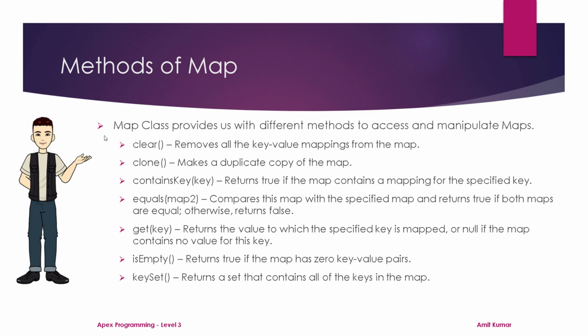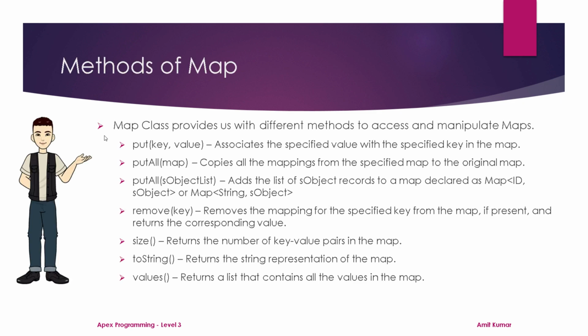isEmpty method returns true if the map has 0 key value pairs. keySet method returns a set that contains all of the keys in the map. Put accepts two parameters, key and value, which associates the specified value with the specified key in the map. putAll method accepts a map and copies all the mappings from the specified map to the original map. putAll method with SObject list as parameter adds the list of SObject records to a map declared as map ID SObject or map string SObject.